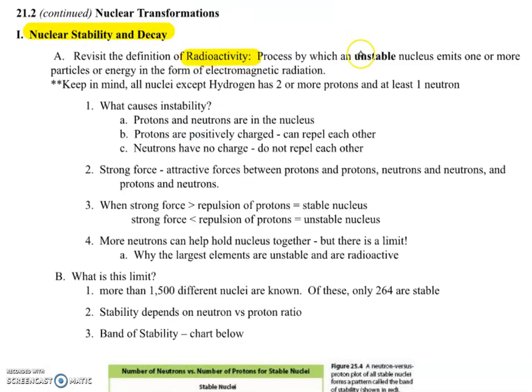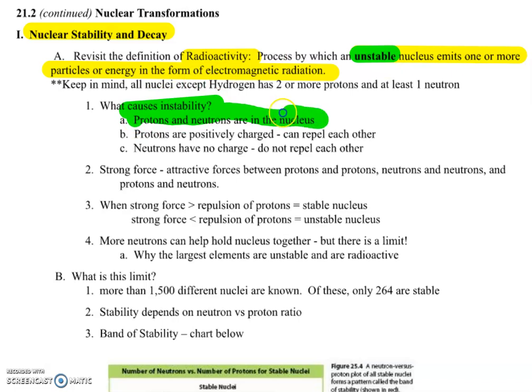It's the process by which an unstable nucleus emits one or more particles or energy in the form of electromagnetic radiation. So keep in mind that everything except hydrogen has 2 or more protons, and at least 1 neutron. So there's particles that can be given off. So let's think about what causes that instability. It's the protons and neutrons in the nucleus.